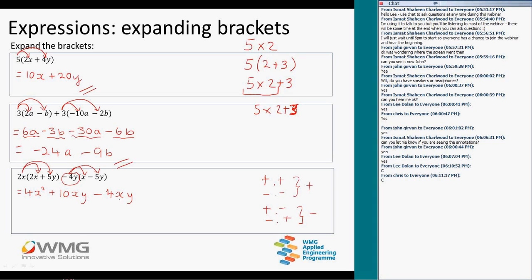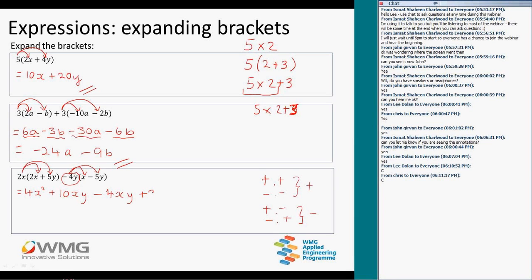Okay, minus 4y multiplying with minus 5y. This is minus times a minus. Lots of people would miss that. Watch out for negative numbers. Minus times minus is plus 20, and y times y is y squared.